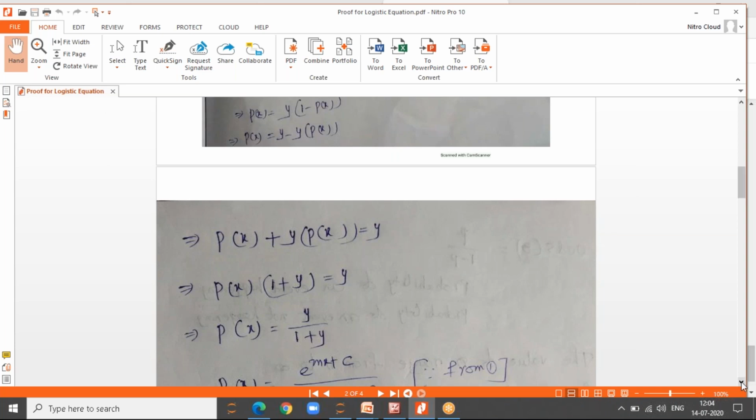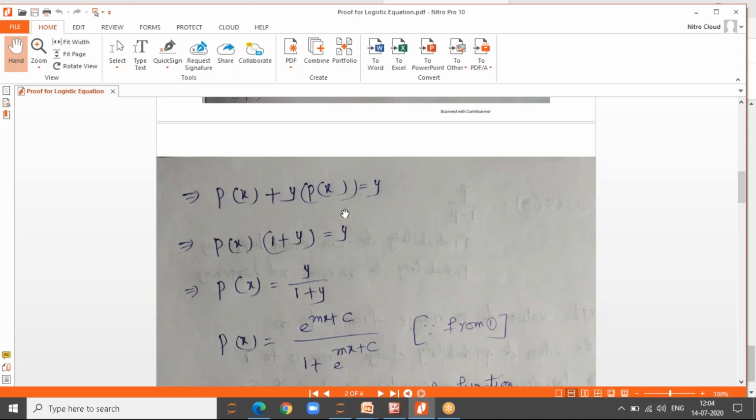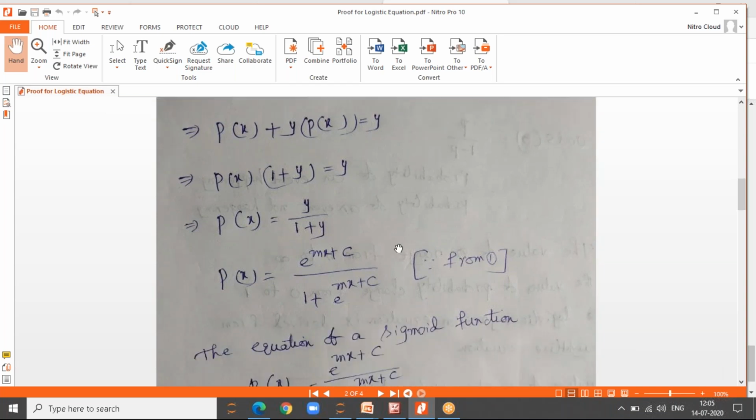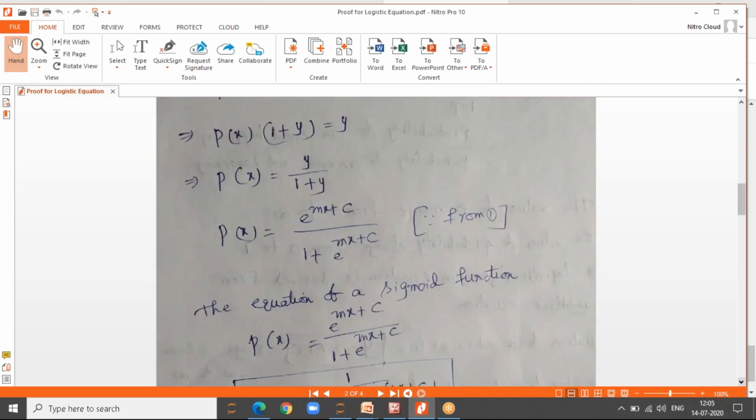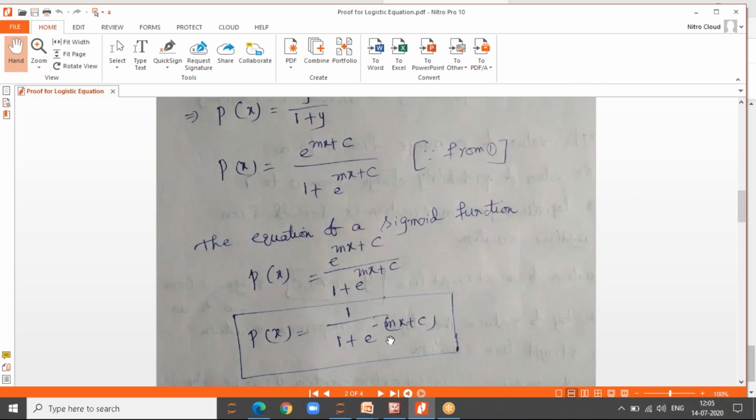Now replace the original value which we assumed for y, that is e power mx plus c, in this equation. Then divide by e power mx plus c. When we divide both the numerator and the denominator by e power mx plus c, we get the sigmoid function as 1 by 1 plus e power minus of mx plus c. This is how we derive the sigmoid function, right?